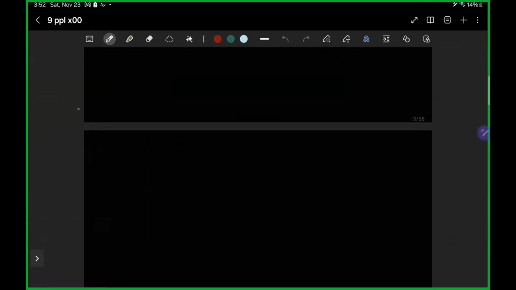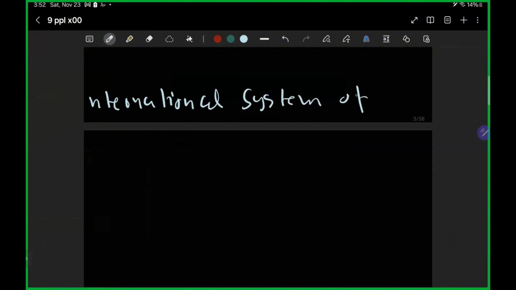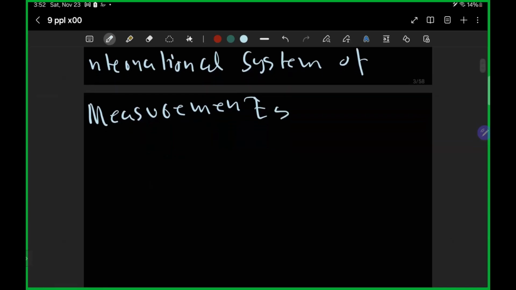We are going to start the lecture on the international system of measurement. Why do we need this system of measurement?